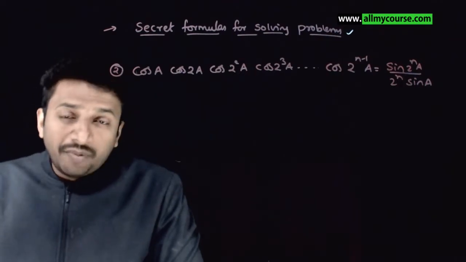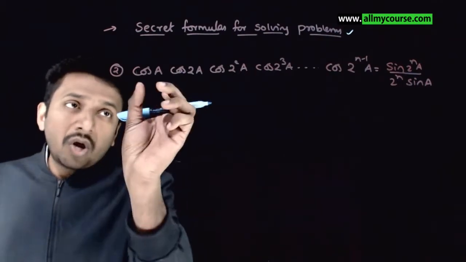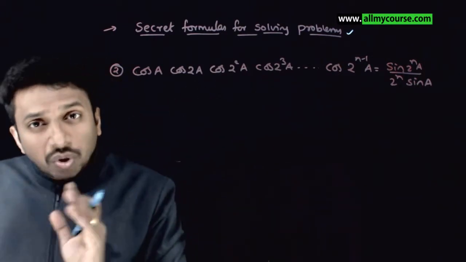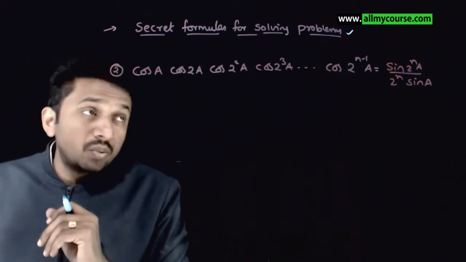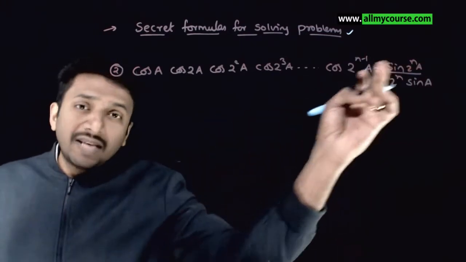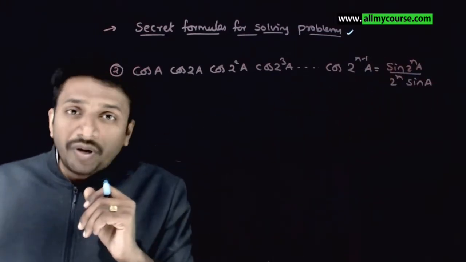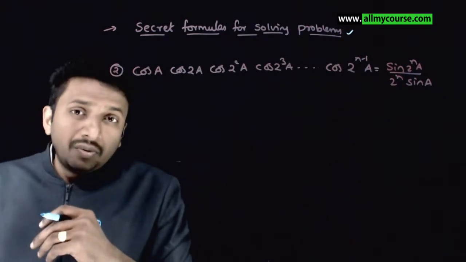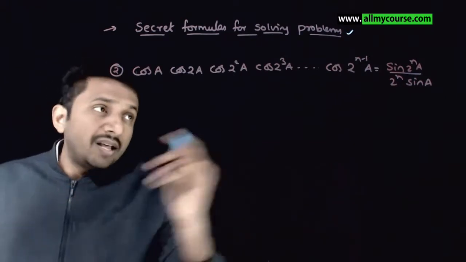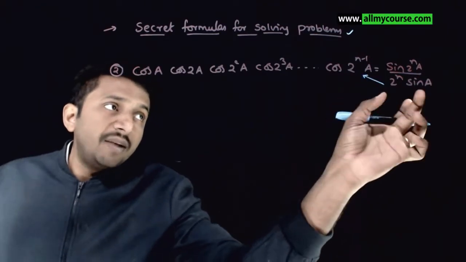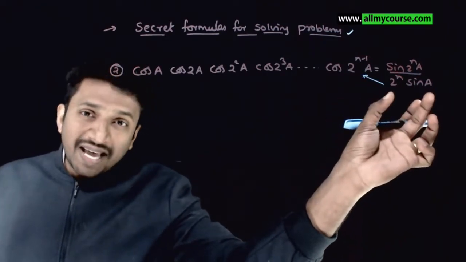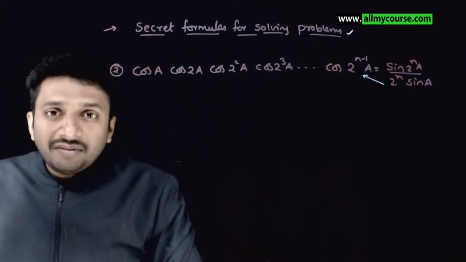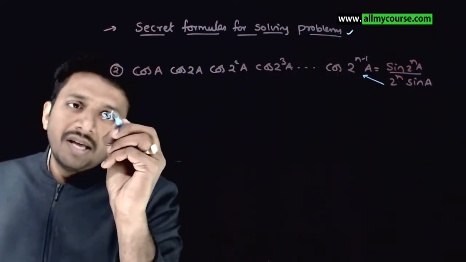So let us look at the second formula now. Second formula is cos A into cos 2A into cos 2 square A into cos 2 cube A, so on up to cos 2 power n minus 1 times A, is equal to sine 2 power n A divided by 2 power n sine A. So let us try to prove this. What I try to do is cross multiply and prove that 2 power n times sine A times this expression is equal to sine 2 power n A. That's the logic I'm going to use.